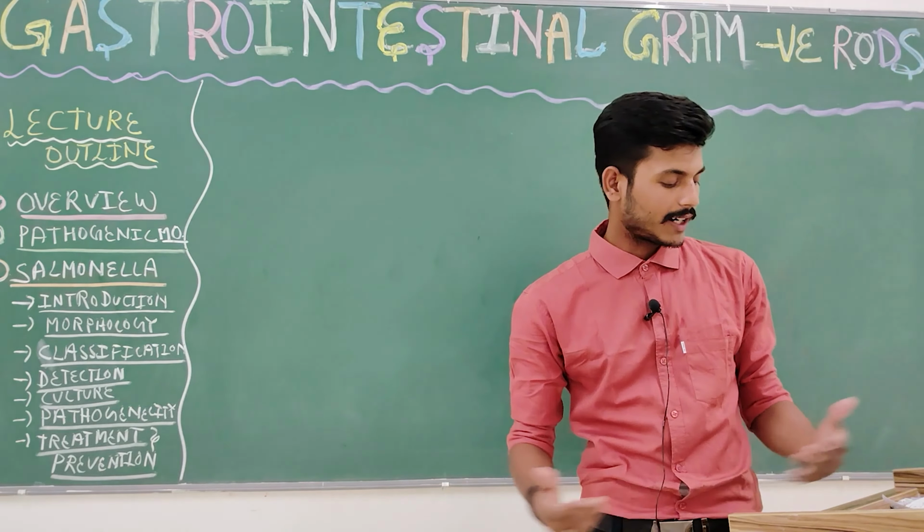Now, once we have discussed the introductory part of Salmonella, let's go and discuss their morphology. As they are bacteria, they must have bacterial characteristics, isn't it? But it has some special characteristics and special parts as well, which we are going to see under morphology. So morphology means external appearance, which we cannot observe by our naked eye.